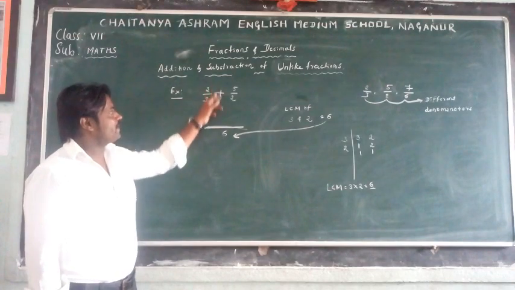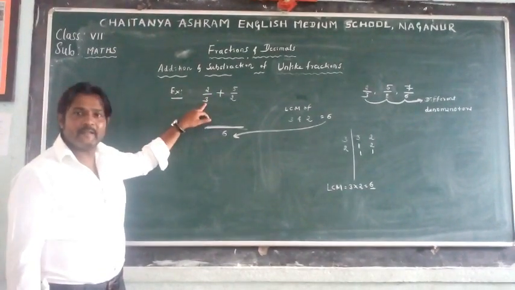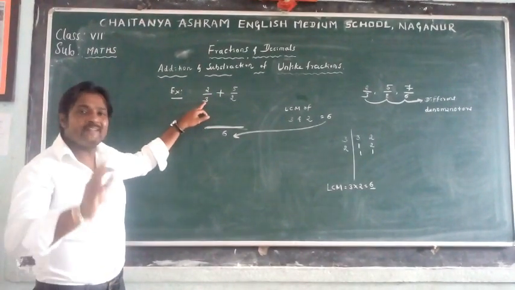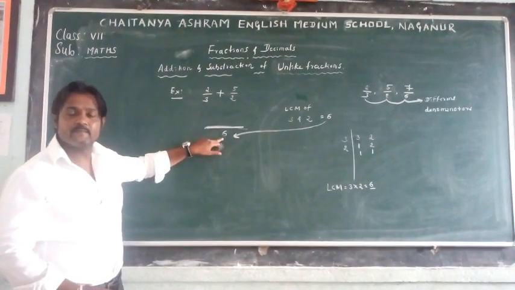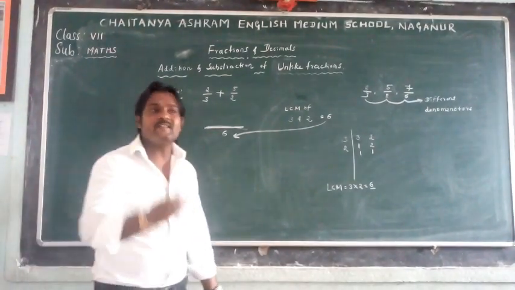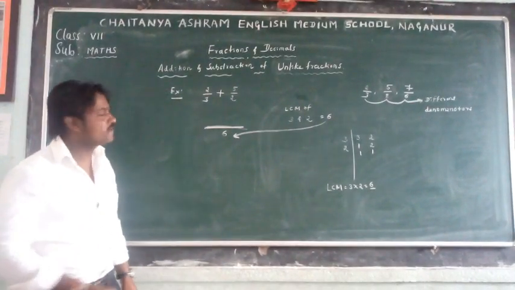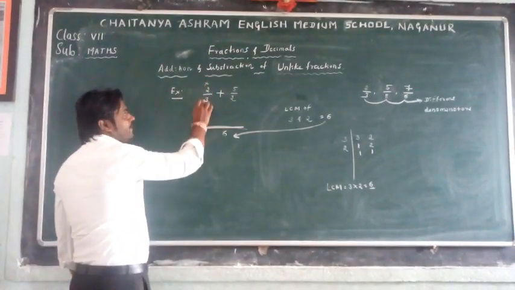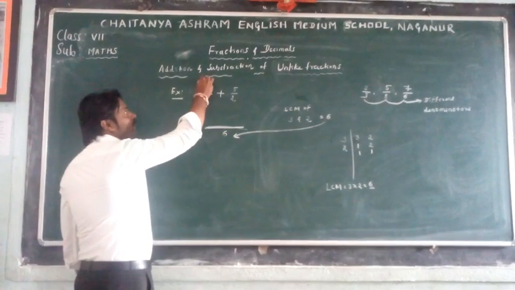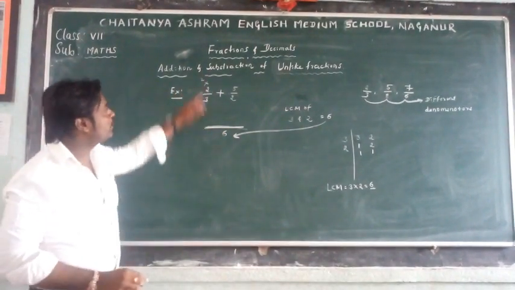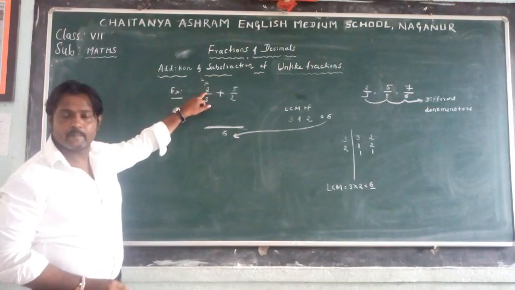Come to the first fraction. Its denominator is 3. 3 times how much is 6? Yes, dear children, 3 times how much is 6? Very good. 3 twos are 6. So write that 2 over the numerator.